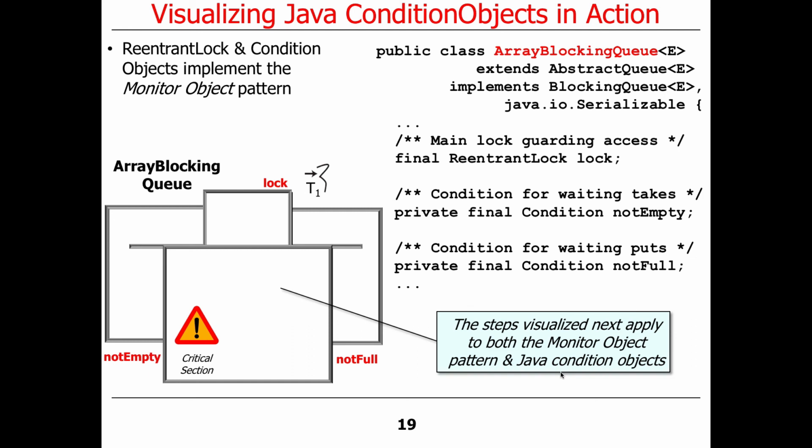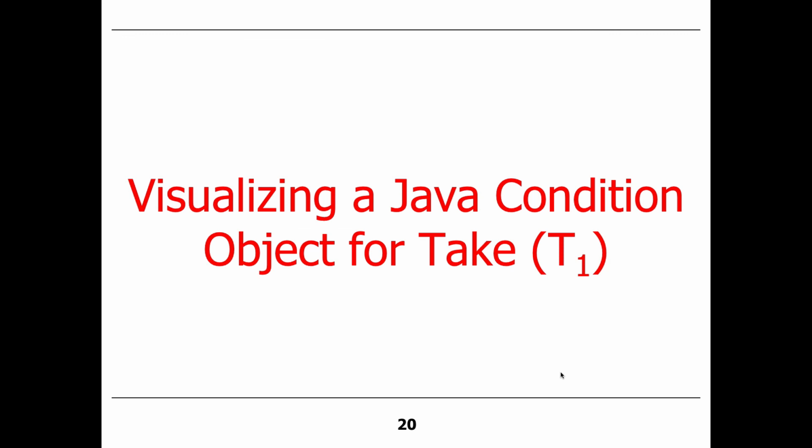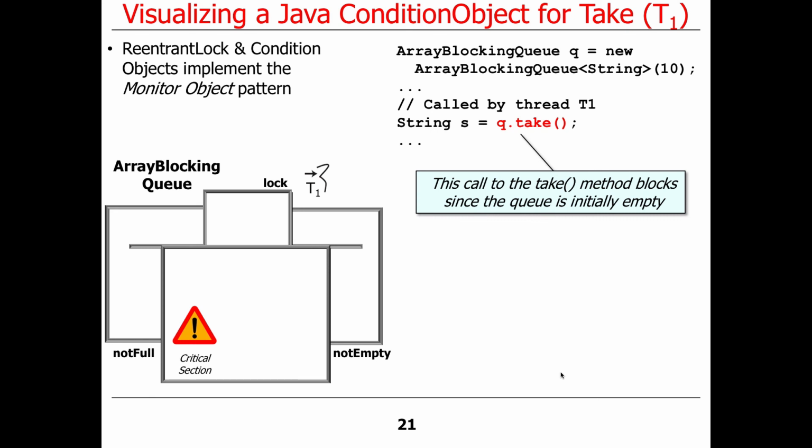So a lot of this stuff is very similar. You'll see the main difference comes with notify versus notify all. So let's take a look at how a condition object could be used for one thread, thread T1, to attempt to take a message out of an array blocking queue that has nothing in it. So we'll have a queue of 10 items that has not got anything in it yet. So 10 is the capacity, see up here.